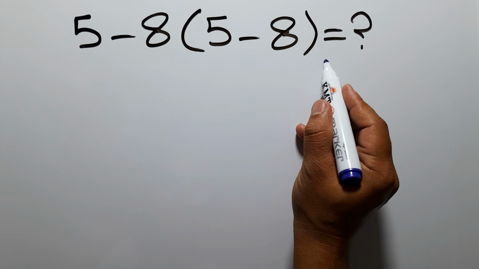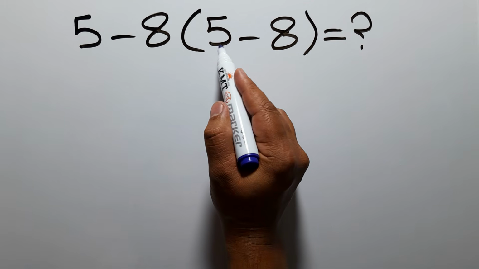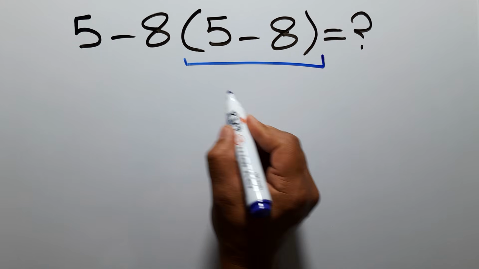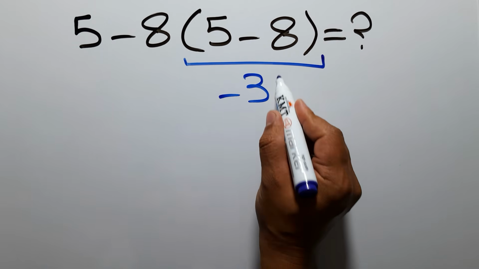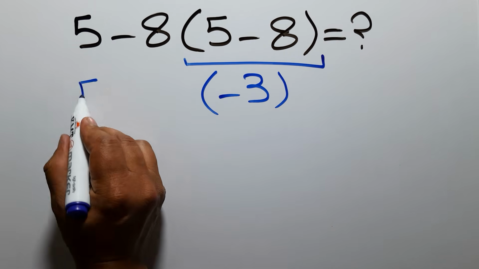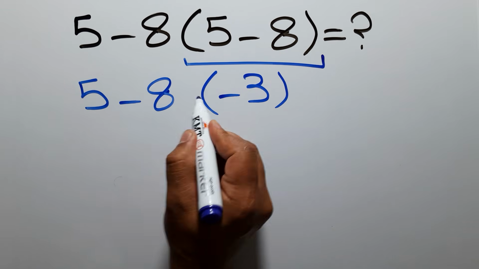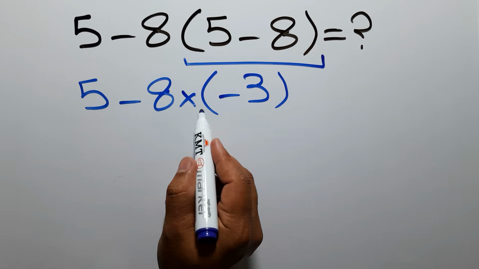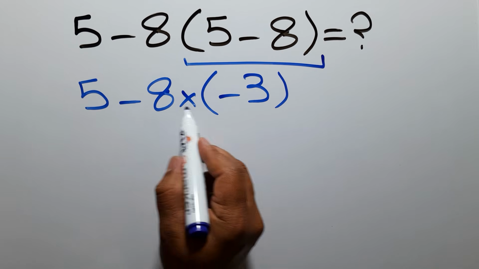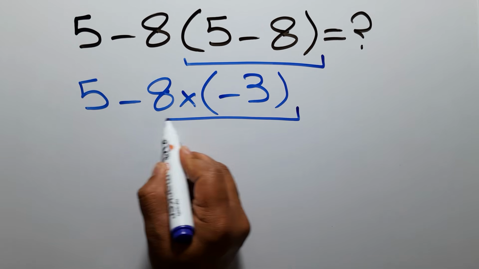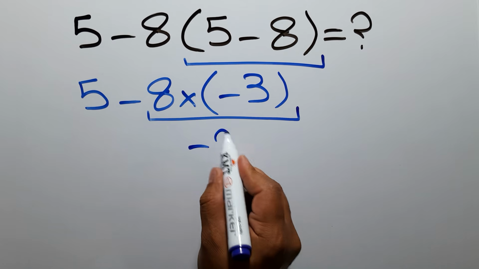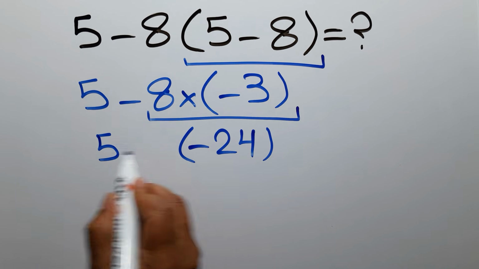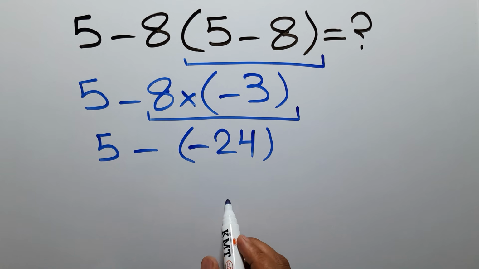First, we have to do this parentheses. Inside this parentheses, we have 5 minus 8, which gives us negative 3. So we have 5 minus 8 times negative 3. Now we have to do this multiplication. 8 times negative 3 equals negative 24. So we have 5 minus negative 24.